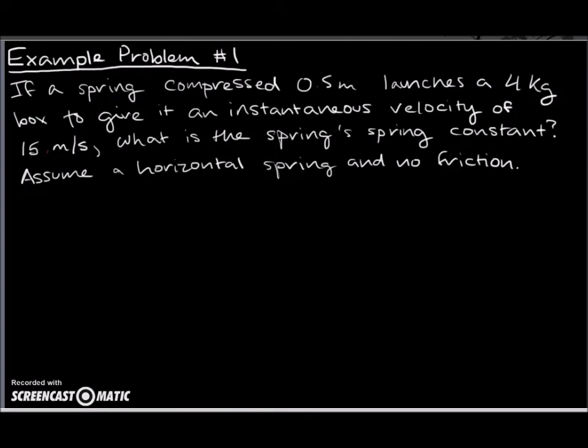Example problem number 1. If a spring compressed 0.5 meters launches a 4 kilogram box to give it an instantaneous velocity of 15 meters per second, what is the spring constant? Assume a horizontal spring and no friction. Let's use an LOL diagram to represent this.